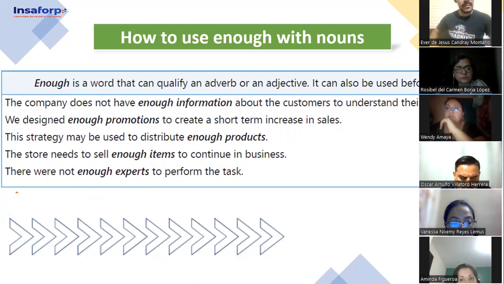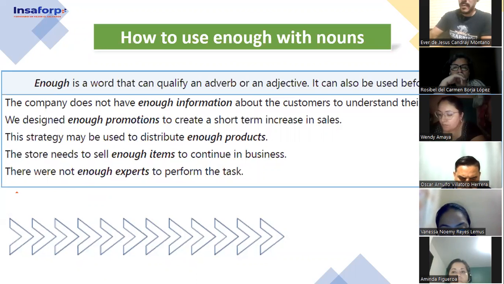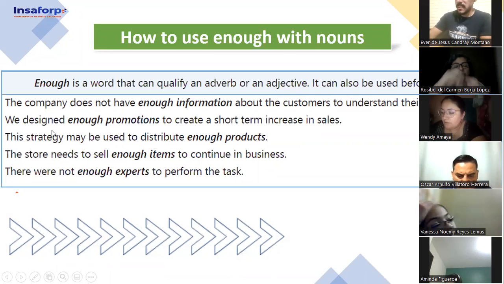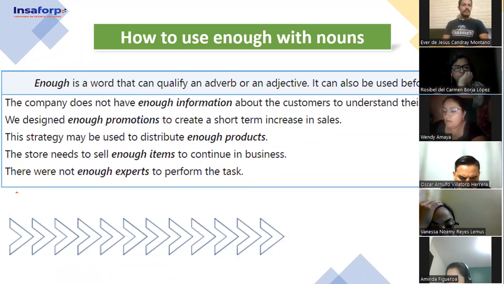Good, thank you. Now, again, look at the position of the word enough, right? Before the noun, could be after concrete, it could be singular, plural, it could be countable, uncountable, right? And this sentence, for example, is negative, look, does not have. And the next sentence is affirmative, design, right? Okay, we can use this at the beginning or at the end of the sentence, look. The position in the sentence is not important, but we always have the word enough and then we have the noun, right? Okay, good. This is the introduction.